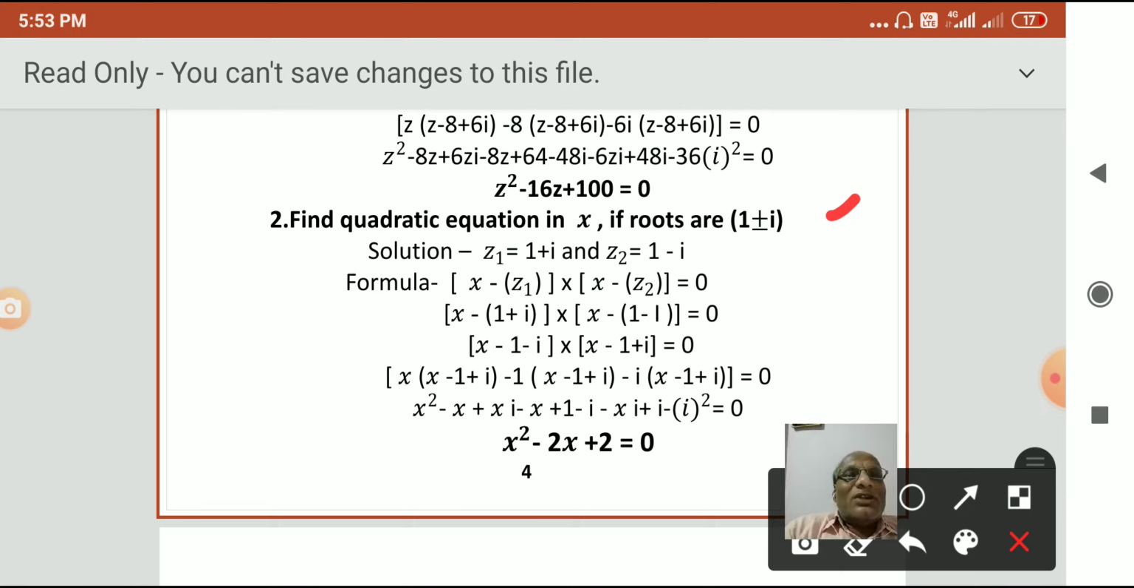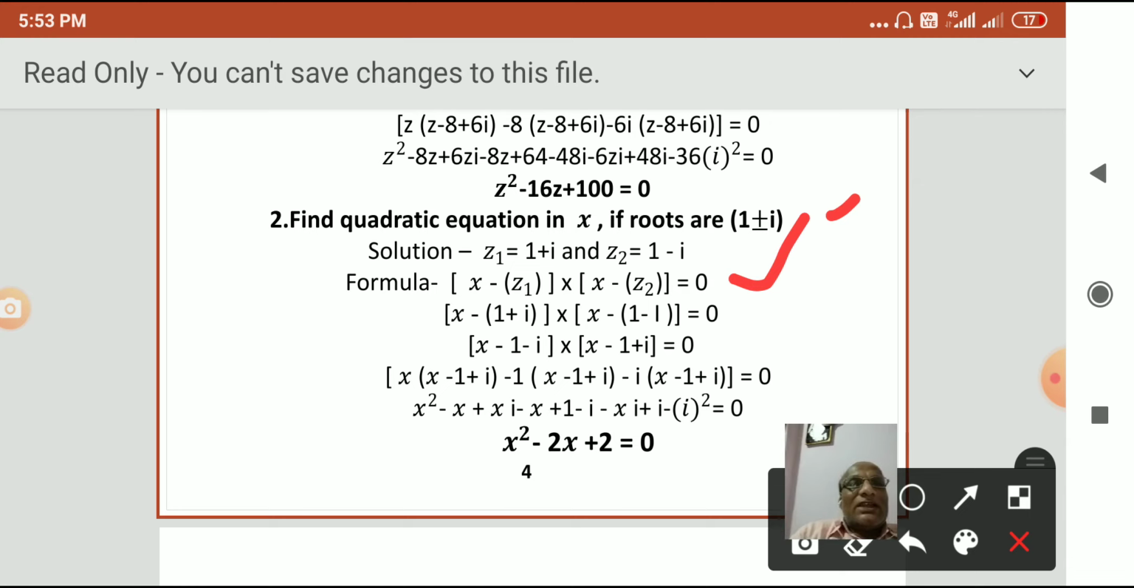If you want to formulate a quadratic equation in z, then we take z minus first complex root in the first bracket, and in the second bracket z minus second complex root. So here we take x minus first complex root, first bracket, multiplied by x minus second complex root, second bracket, take the multiplication and equate to 0. Now use the values: x minus first complex root, that is 1 plus i, second bracket x minus second complex root, that is 1 minus i, bracket complete, which is equal to 0.